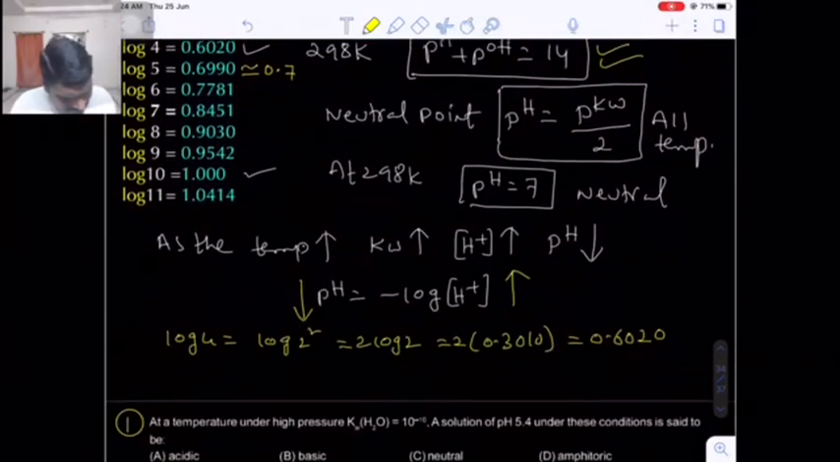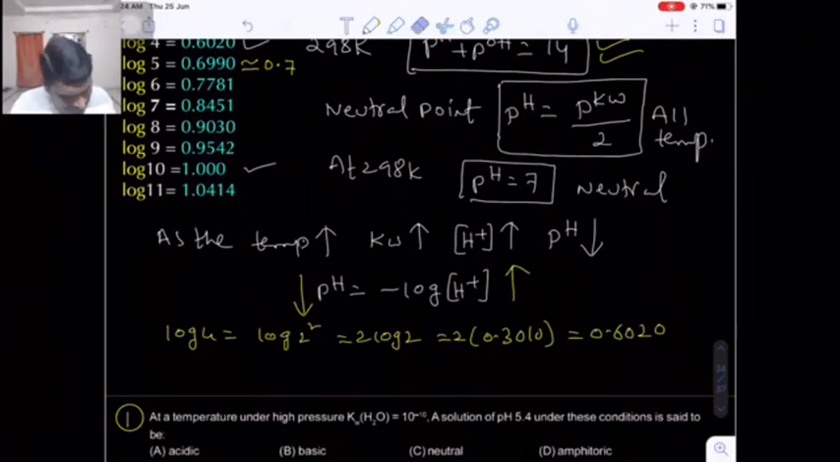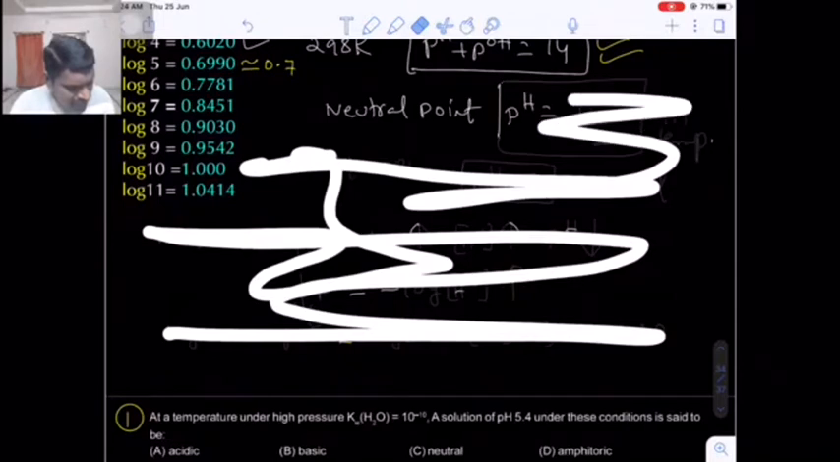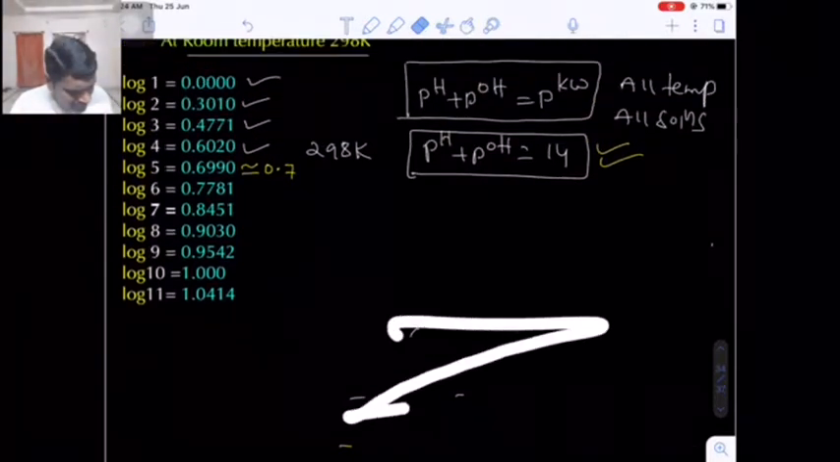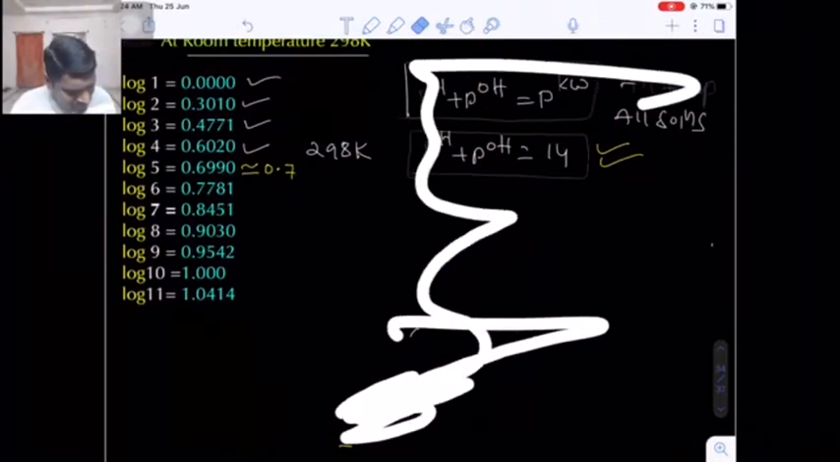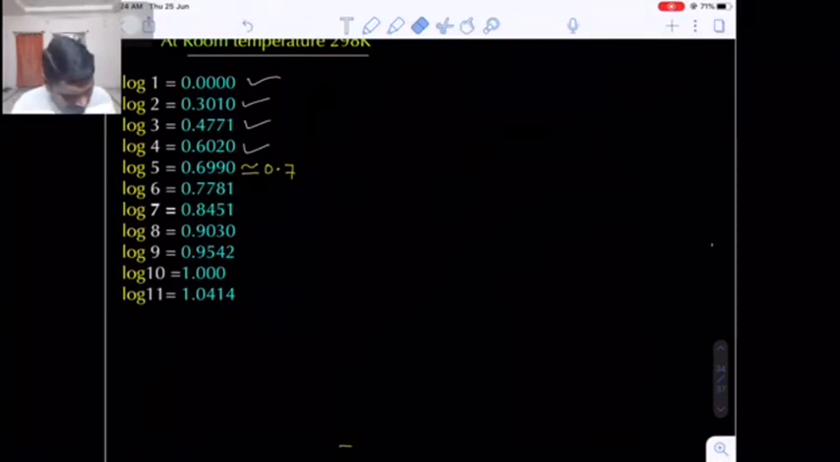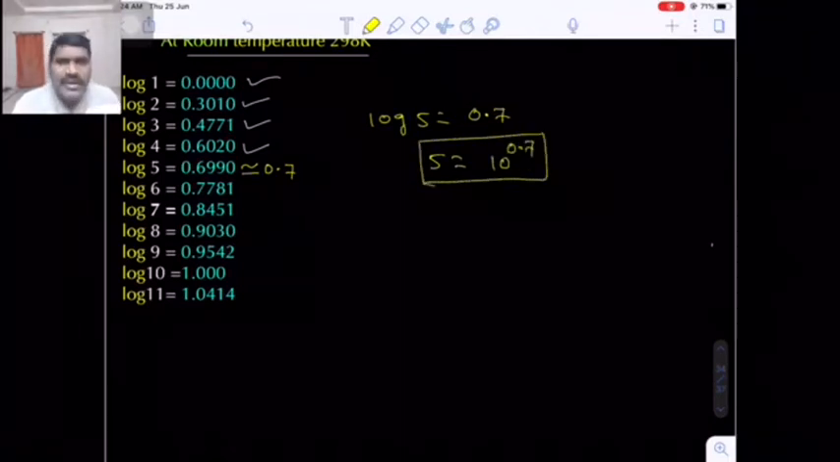Now here, log 5 value is 0.7. Actually log 5 value is 0.6990, but for simplicity I am taking 0.7. Shall I write 5 is equal to anti-log? Anti-log is nothing but 10 to the power. The base should be 10. Are you getting my point?